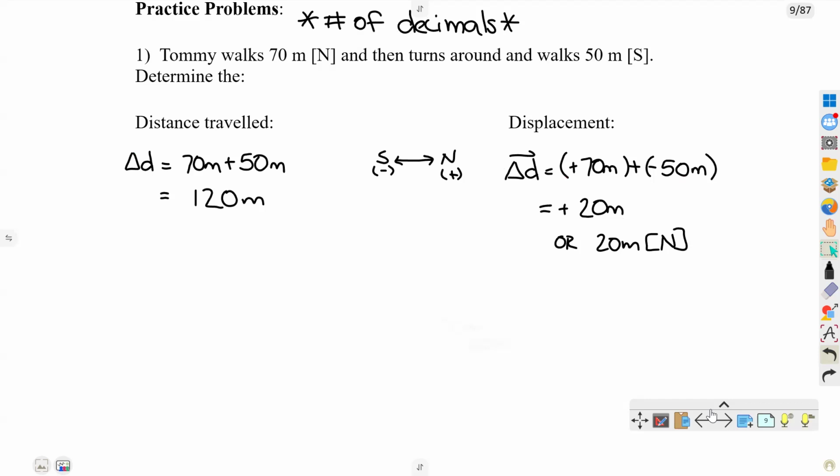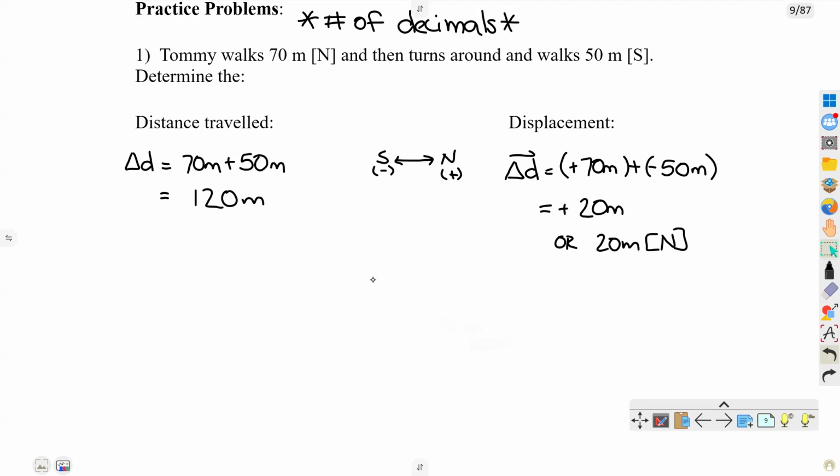So let's look at a couple practice problems together, and then you can do some homework to give you that extra practice. So Tommy walks 70 meters north, turns around, walks 50 meters south. Well, what is the distance he's traveled? Well, that's pretty easy. 70 meters plus 50 meters equals 120 meters. Excellent.